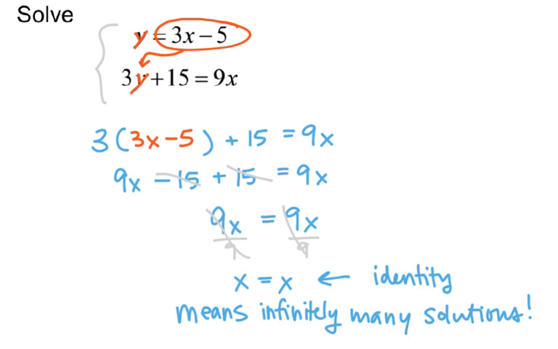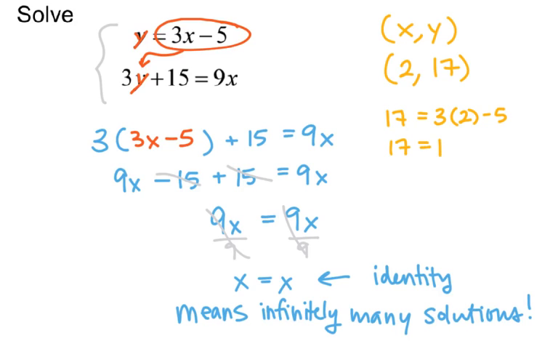Infinitely many solutions to us means that x and y can be any value. But does that mean I can choose just any set of x and y? Can I just write my answer as x, y? Well, the answer is no, because y is dependent on x. So if I just said it was x, y, I could maybe choose a point like (2, 17) and say, well, that's a solution because that's any random value for x and any value for y. And would that work? If I said 17 equals 3 times 2 minus 5, does that give me a true statement? And that gives me 17 equals 1.